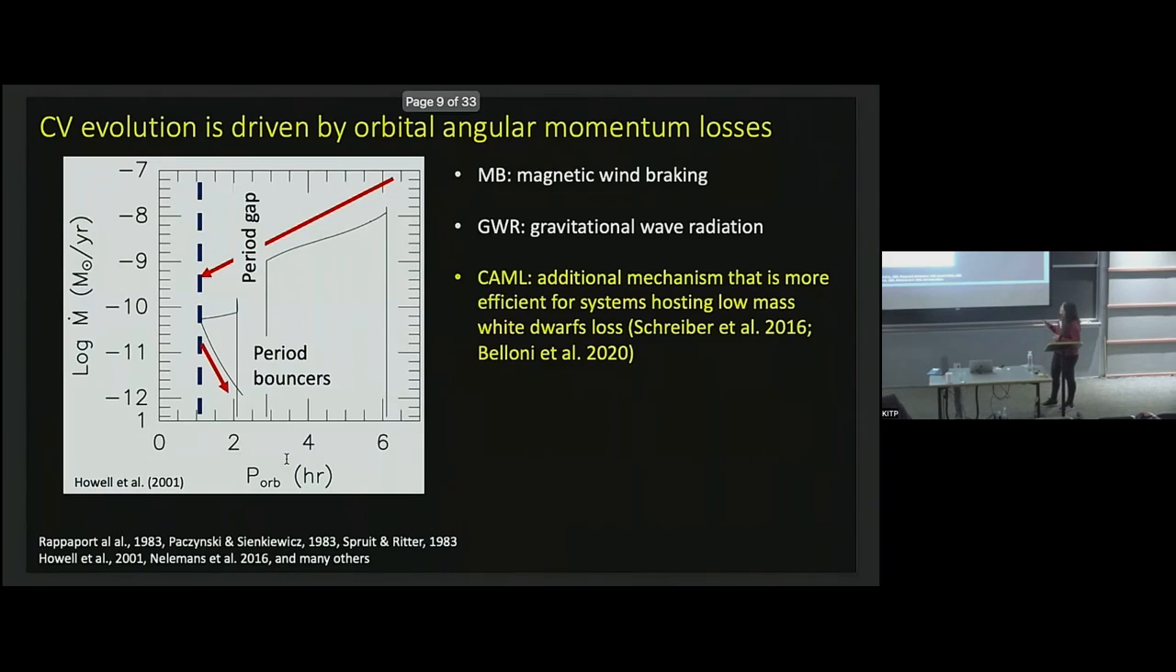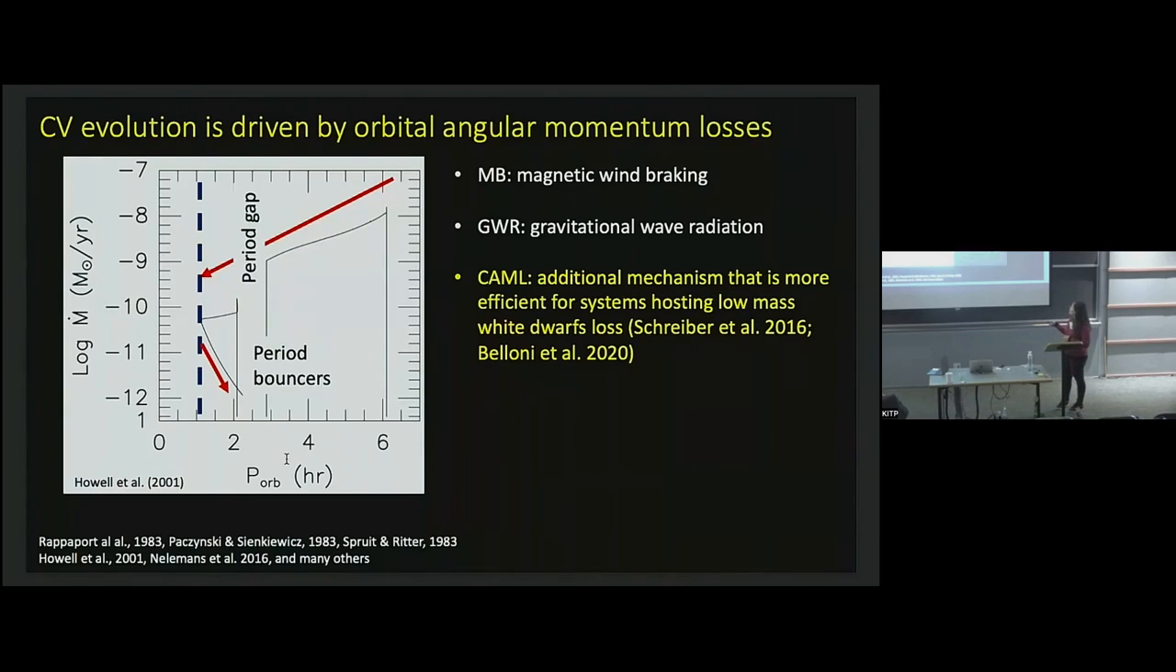So we know we need at least 3 mechanisms to reproduce the observational properties of cataclysmic variables. We need magnetic braking, which we heard about from Karim. We need gravitational wave radiation. And then we need consequential angular momentum loss, and particularly the prescription by Matthias, in which this consequential angular momentum loss mechanism is more efficient the lower the mass of the white dwarf. It seems to work quite well, as Diogo has already shown.